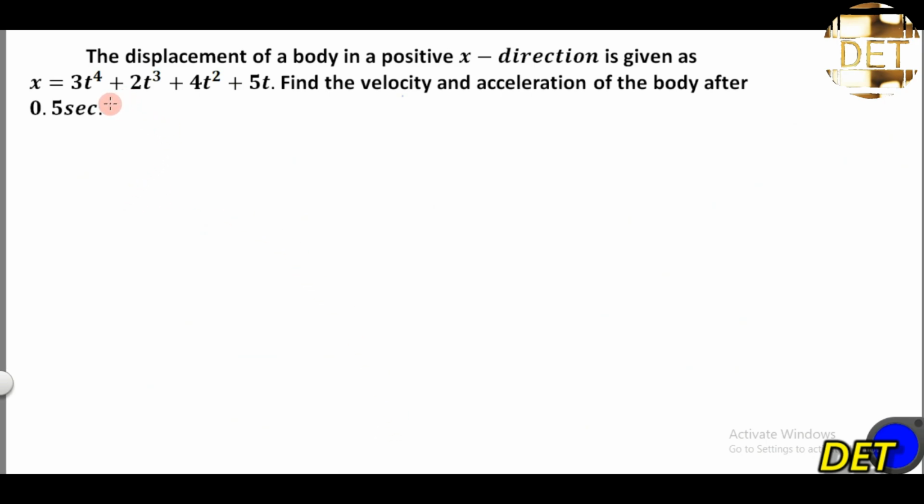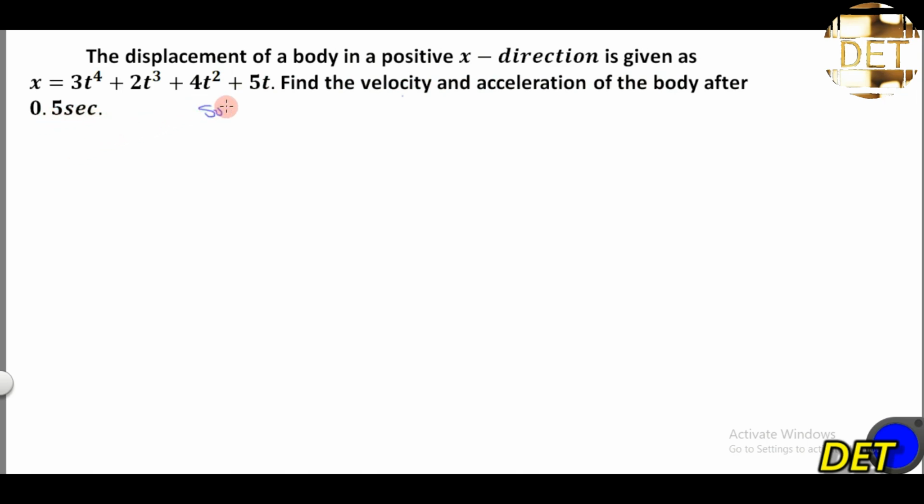So here I have this question. The displacement of a body in the x direction is given as x equals 3t raised to the power of 4 plus 2t raised to the power of 3 plus 4t raised to the power of 2 plus 5t. Find the velocity and acceleration of the body after 0.5 seconds.